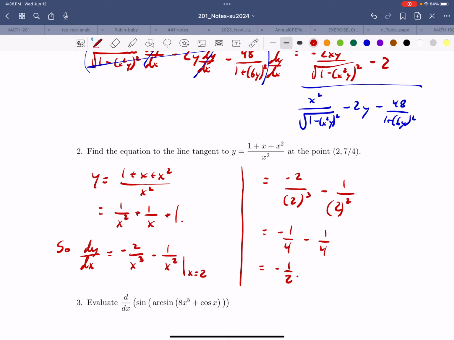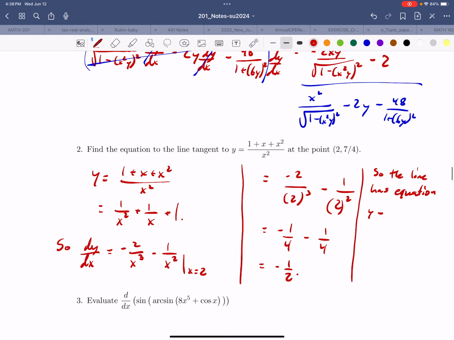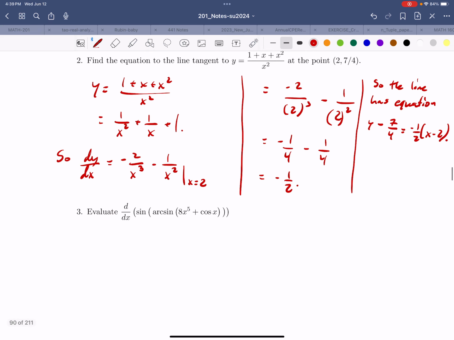Right? Now, they're asking for the equation for it, so the line has equation y minus 7/4 equals negative 1/2 times x minus 2. And if you want, you can solve that for y, but that's what it is. I think it's y equals negative 1/2 x plus 11/4, if I did that right in my head.